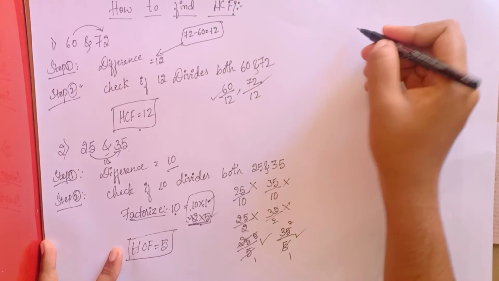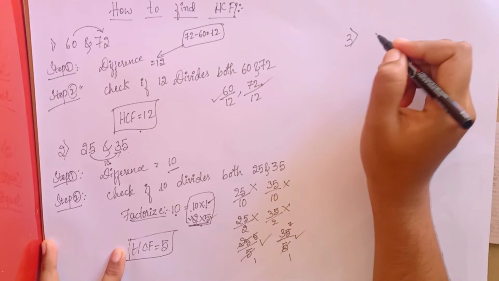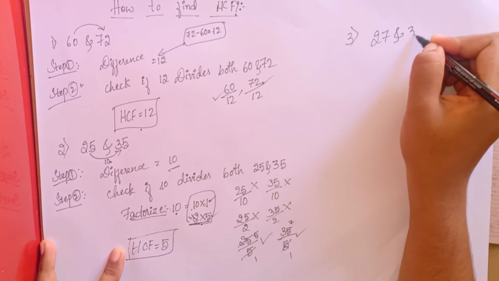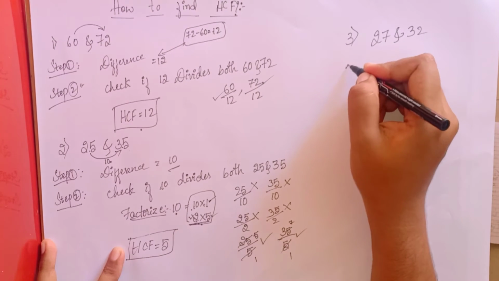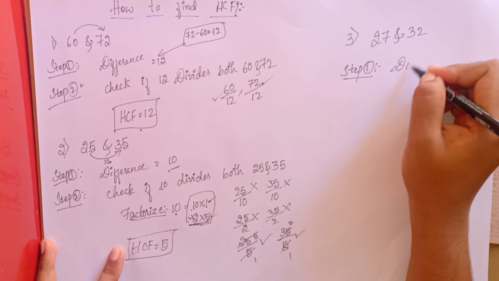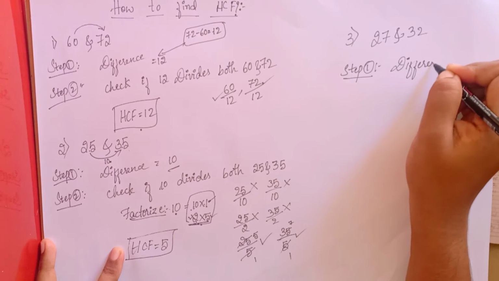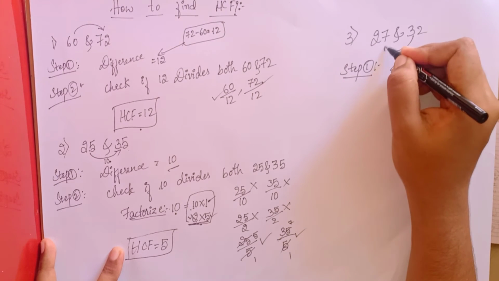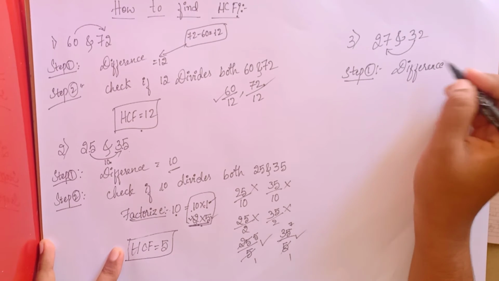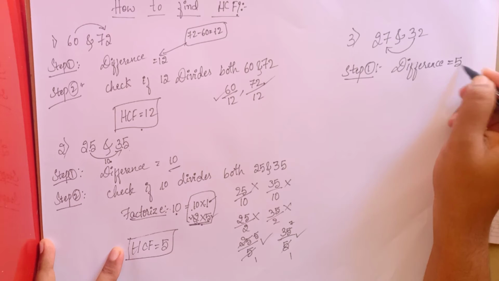Next we will go for the third one. I am taking the two numbers 27 and 32. Step 1 is the difference; we need to subtract. 32 minus 27 gives a difference of 5.